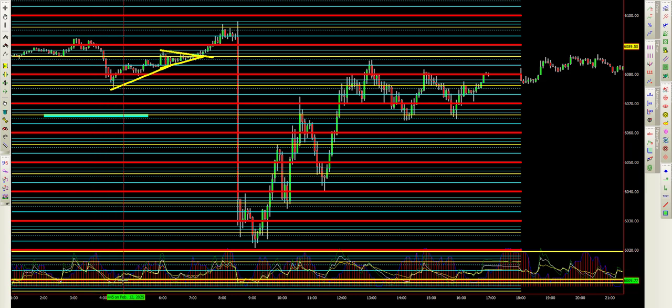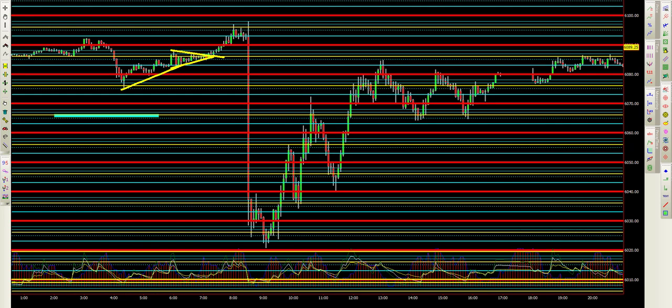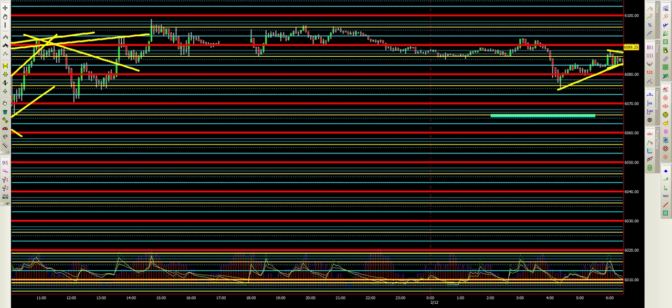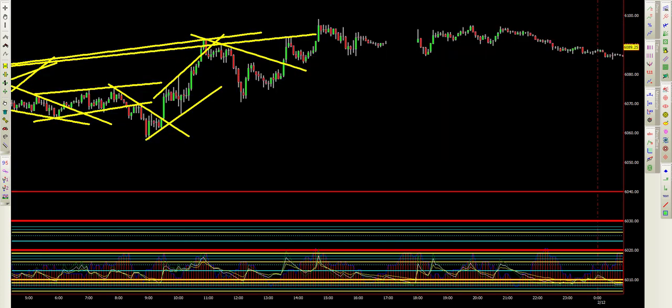Both on the bottom side. So if they are offsetting, walk away. So that's all there is. It doesn't matter which day it is. Every day behaves the same.